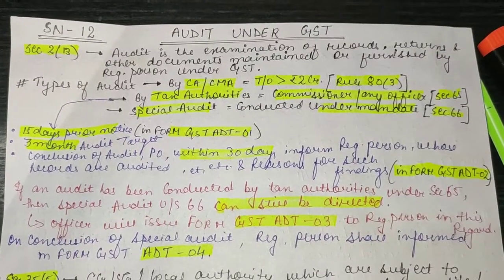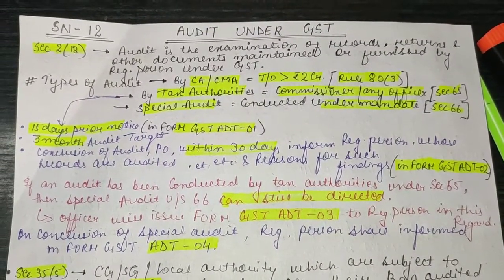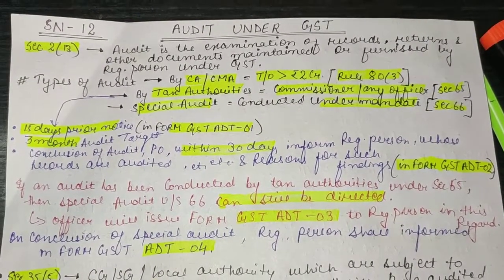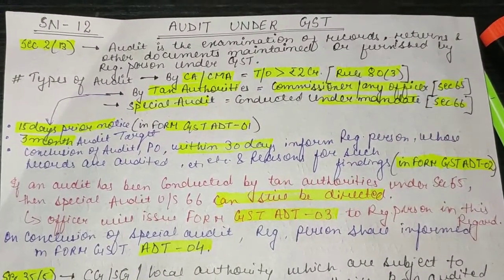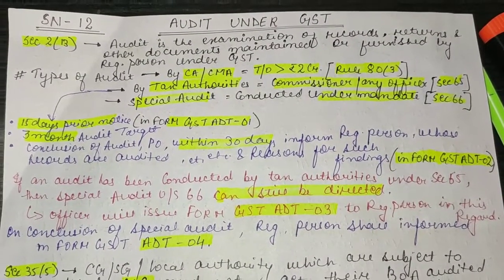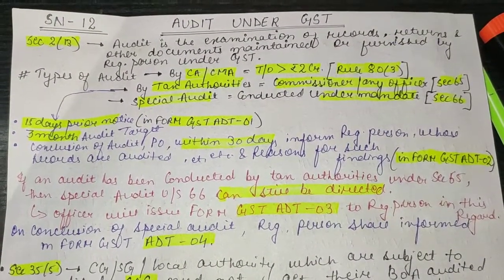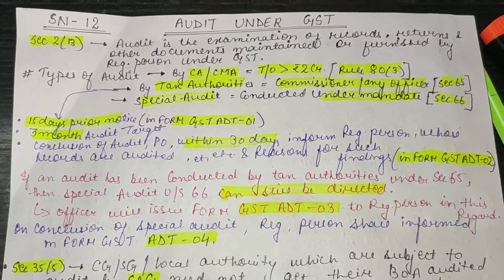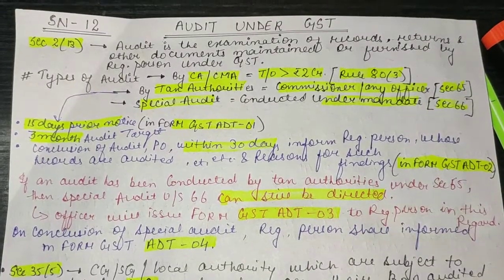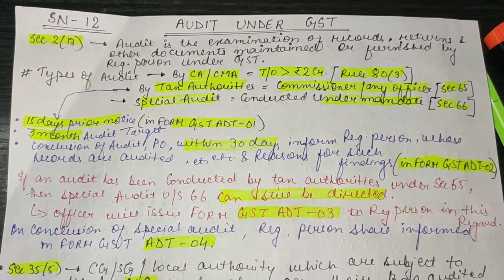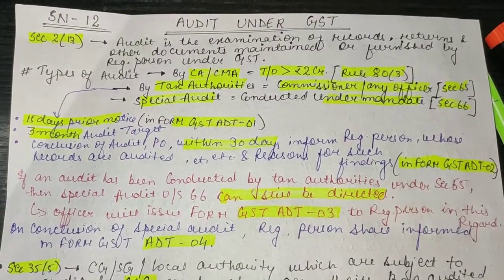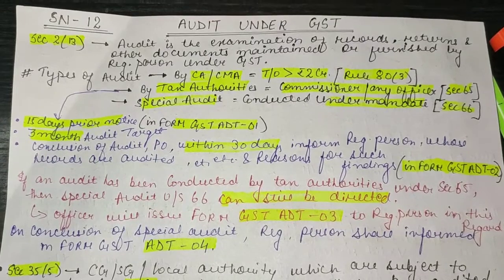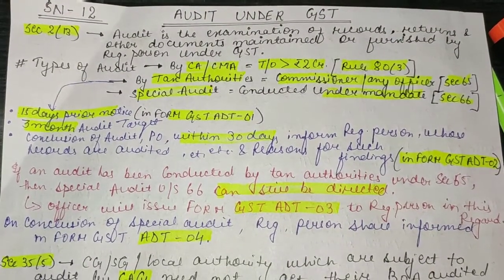So first, let us understand what exactly the meaning of audit is. Section number 2 subsection 13 defines the term audit as the examination of records, returns and other documents which is maintained or furnished by a registered person under GST. So any registered person under GST is required to do audit, which is the examination of records and returns and other documents as maintained or furnished by that particular registered person.